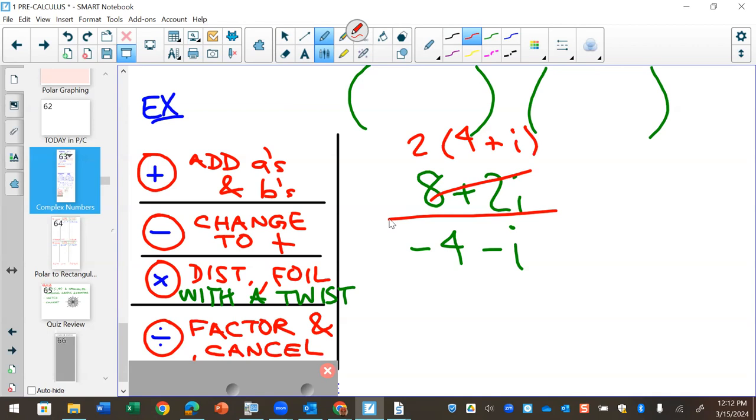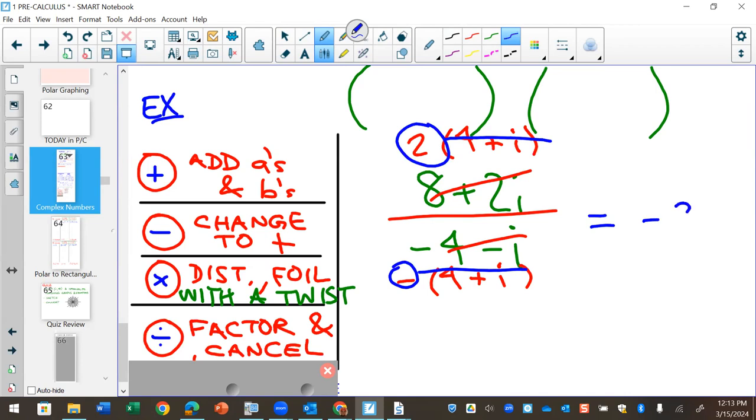Okay. And can we cross out 4 plus i with the bottom? Not yet. What could we pull out of both of these? It's a little tricky, right? Pull out a negative, and sure enough, what's left? 4 plus i. So it's called factor and cancel. Exactly. Okay, so you factor. Now, when you cancel, what's left? Careful. Yeah, good call. Almost crossed that out. It's negative 2. Okay. And it's easy to lose track of the little negative sign.